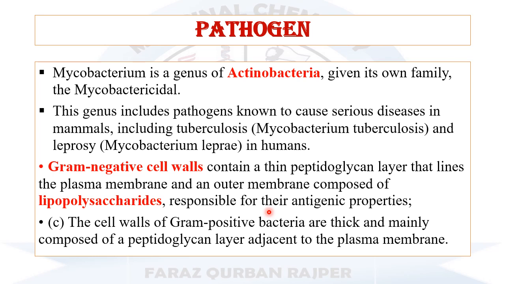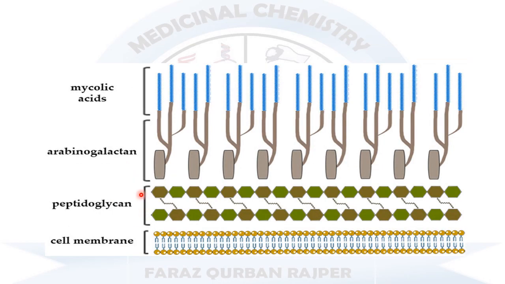The cell wall of the gram-positive bacteria of this genus is basically composed of a thick peptidoglycan layer, and this is adjacent to the plasma membrane. So this is the diagram for understanding the cell wall of the Mycobacteria. You may observe this contains different layers of biological molecules.